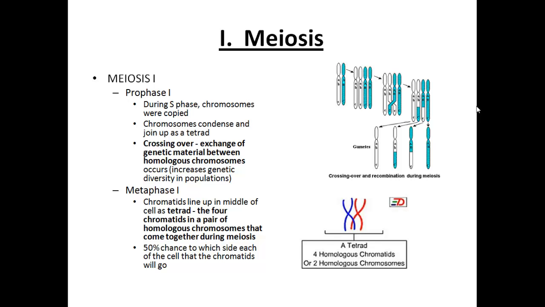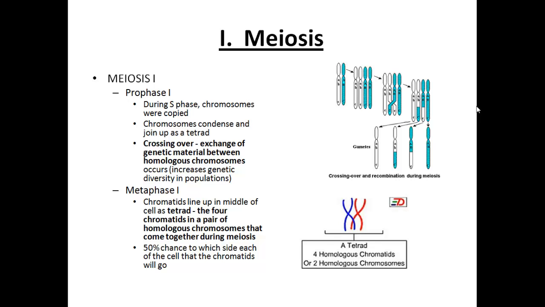Chromosomes were copied just like in mitosis during prophase 1. They condense and join up as a tetrad. So that's the picture in the lower right, where you've got your pair of chromosomes joined up and crossed over each other. So that crossing over is the exchange of genetic material between the homologous chromosomes. And what that does is it allows for DNA that wasn't existing on a chromosome to switch over now. So the chromosomes aren't exactly like the parent chromosome.